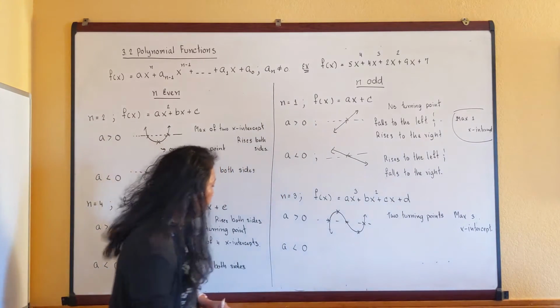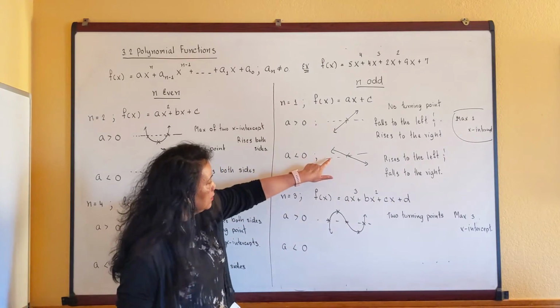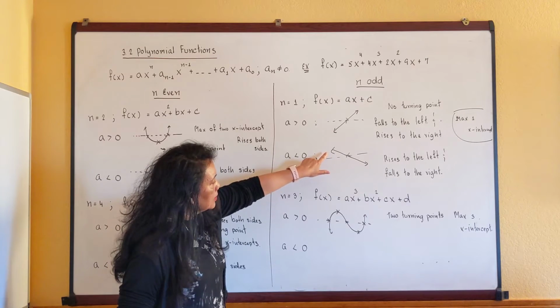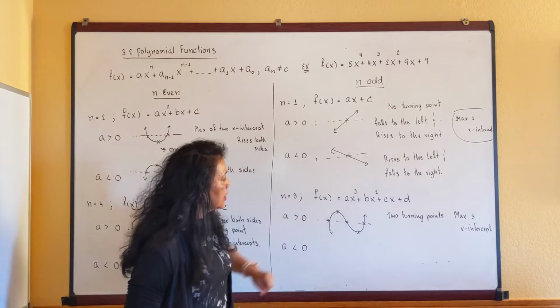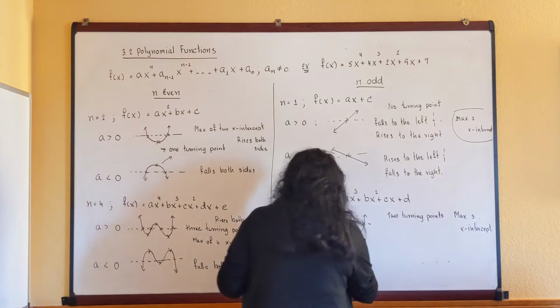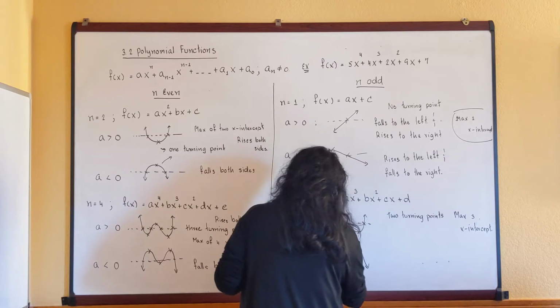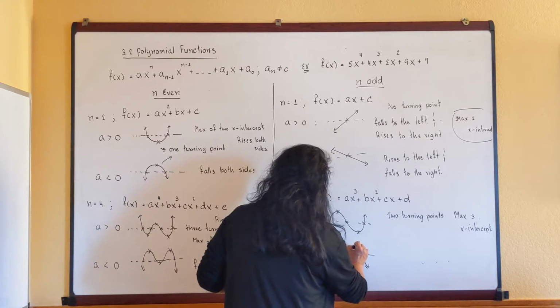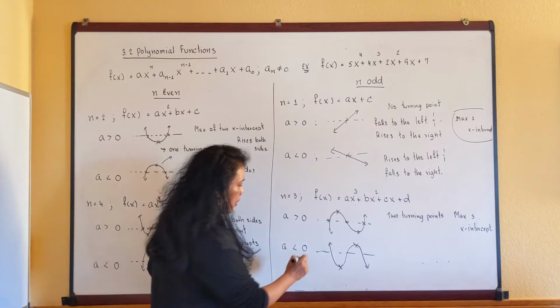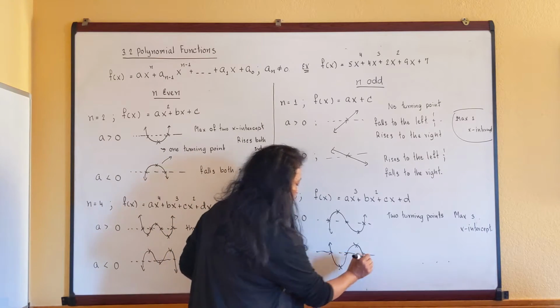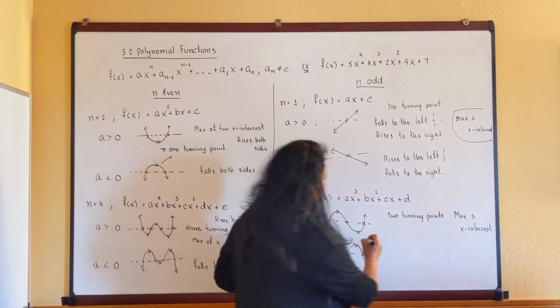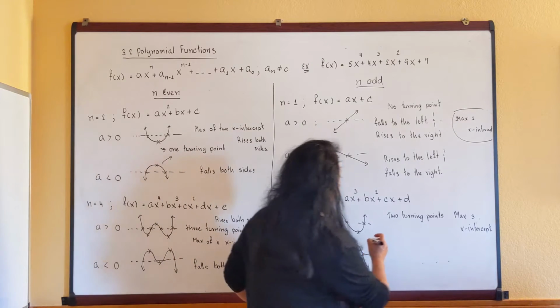Same thing, if a is less than 0, it will behave like this one. It's going to rise on the left and fall on the right. So it's going to have something that looks like this. 2 turning points, same thing, a maximum of 3 x-intercepts, and rise on the left and fall on the right.